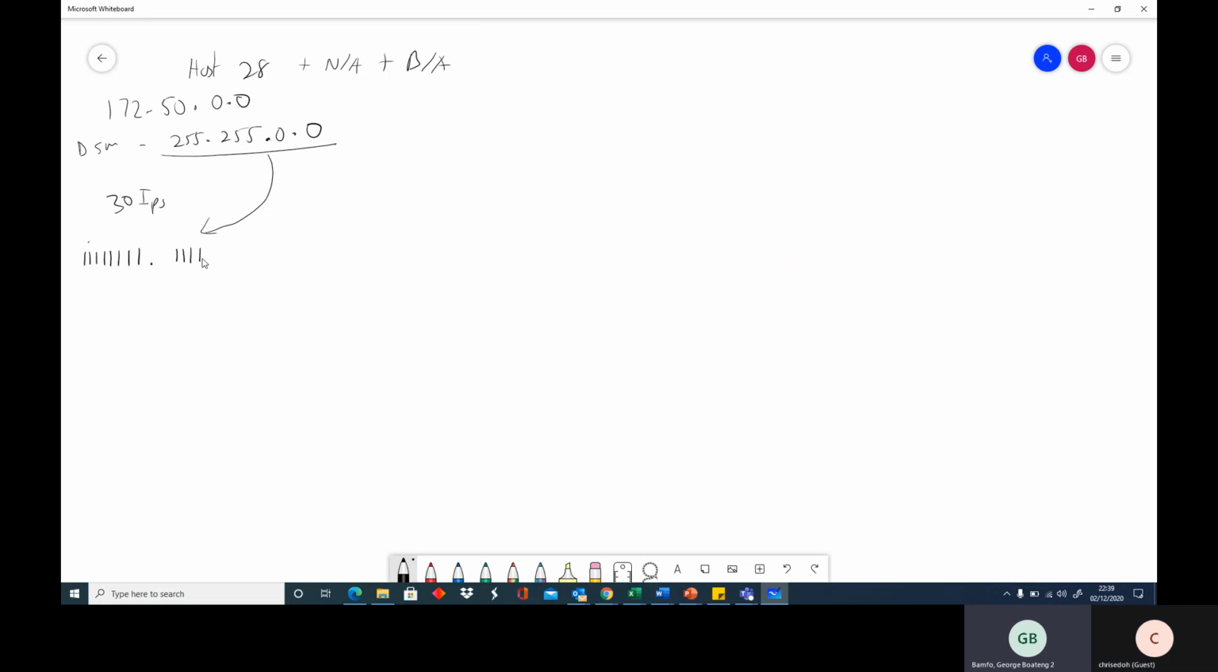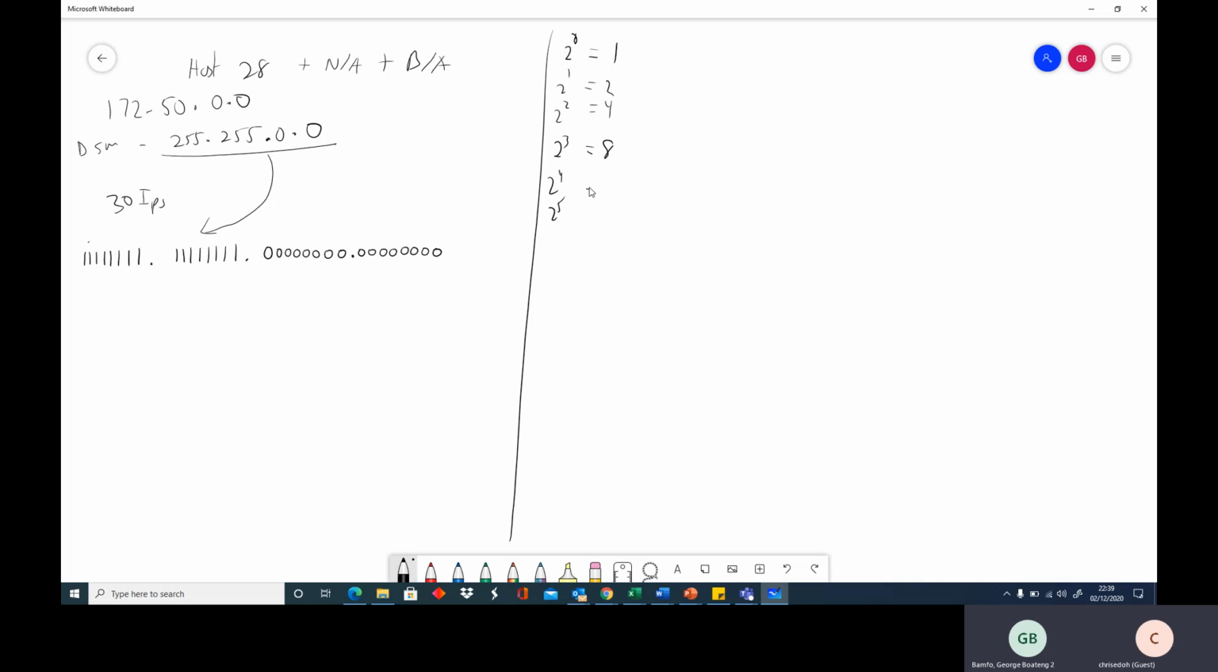1, 2, 3, 4, 5, 6, 7, 8. Are we there? Yes. Now, how many bits do we need to get 30? Let's try here. 2 power 0, 2 power 1, 2 power 2, 2 power 3, 2 power 4, 2 power 5. This will give us 1, 2, 4, 8, 16. We cannot use any of these, but we can use this one, because this gives us at least 32. So at least we know we're getting the 30.